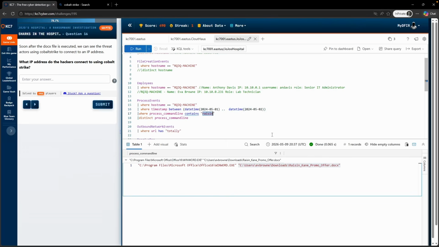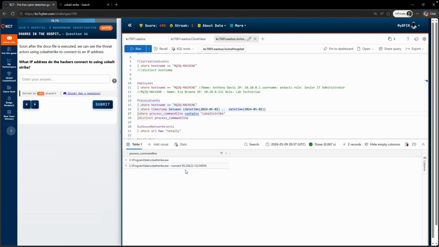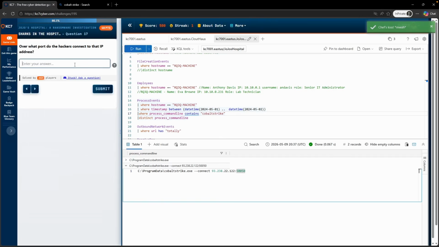Okay, let's replace Raisin with Cobalt Strike. And we can see the process command line showing the IP address of 93.238.22.122. And this is going towards port 550. Over what port did the hackers connect to? Well, we just answered that, so that is 550, aka 50,050.